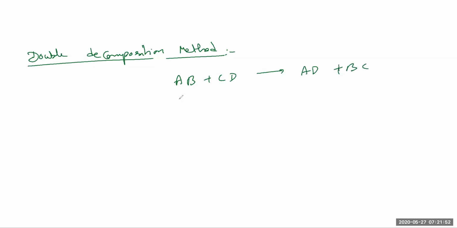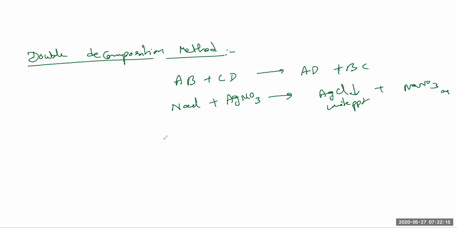If we want to take a chemical example, NaCl, sodium chloride, reacts with silver nitrate, AgNO3. It becomes AgCl, a white precipitate, plus NaNO3, aqueous. So in this case, what is the formula?